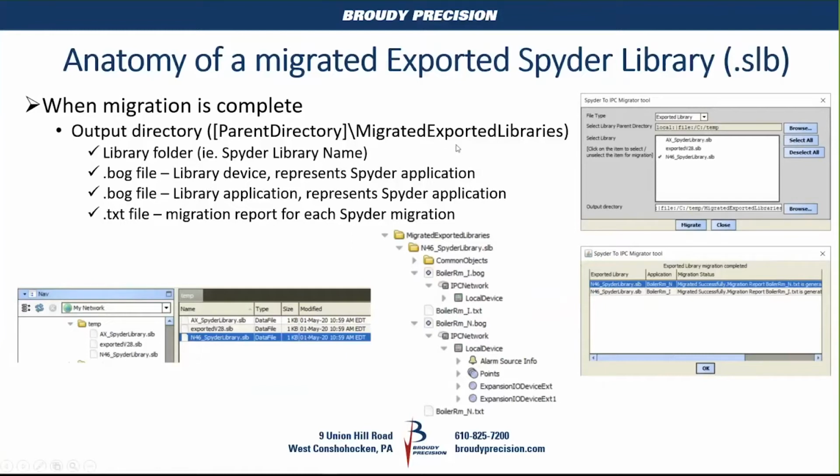Same file structure. You're selecting your parent directory, then your output directory becomes the migrated exported libraries folder underneath that directory that you're working with. And you'll see in the tree structure, it'll go in and use the name of the library, and it's still going to be an SLB, but within there you'll see your application, your IPC network, and your local device and everything.